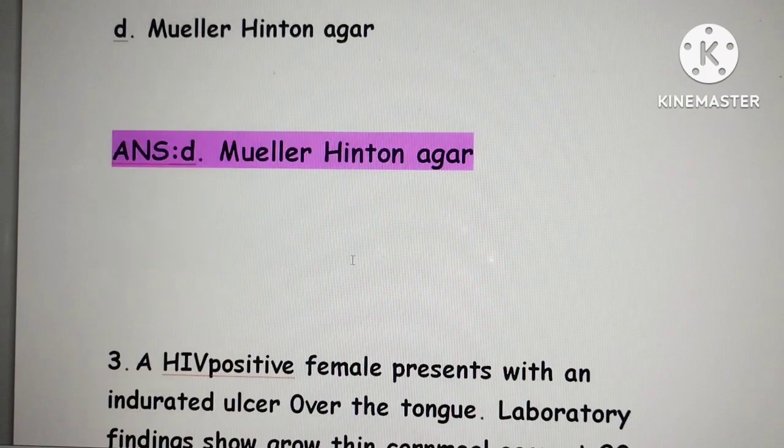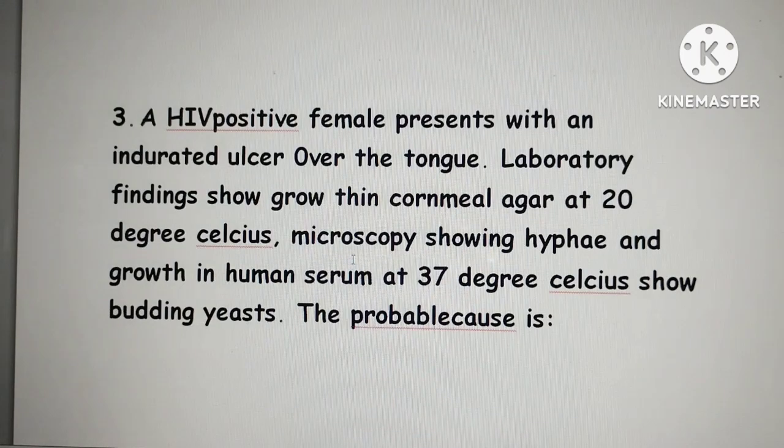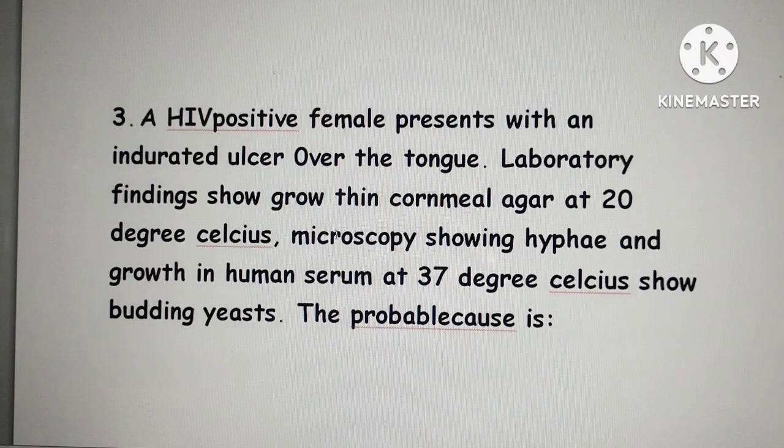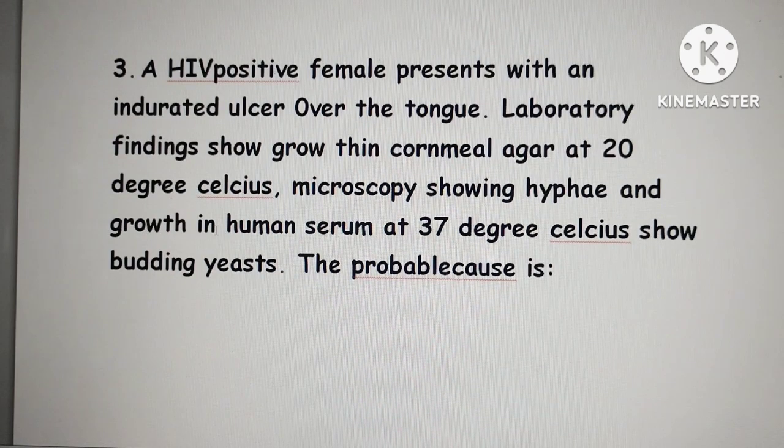So next, here an HIV positive female presents with an indurated ulcer over the tongue. The lab finding shows a thin cornmeal agar at 20 degrees Celsius, and microscopy shows hyphae, and growth in human serum at 37 degrees Celsius, showing budding yeast cells.